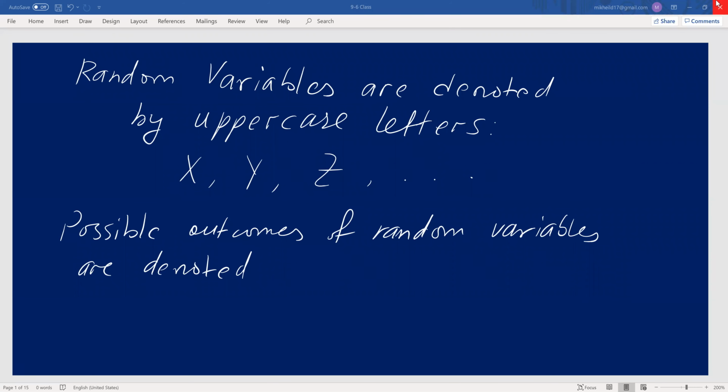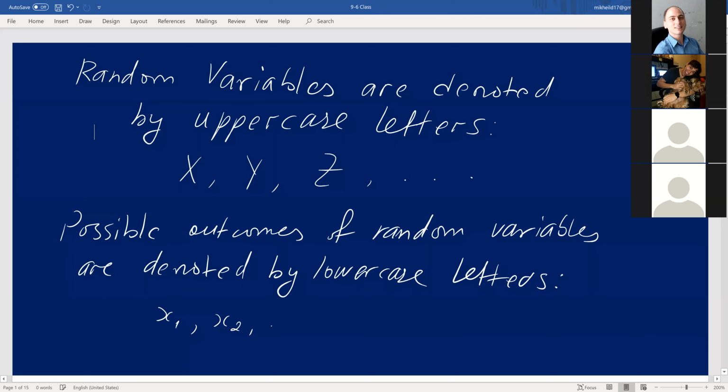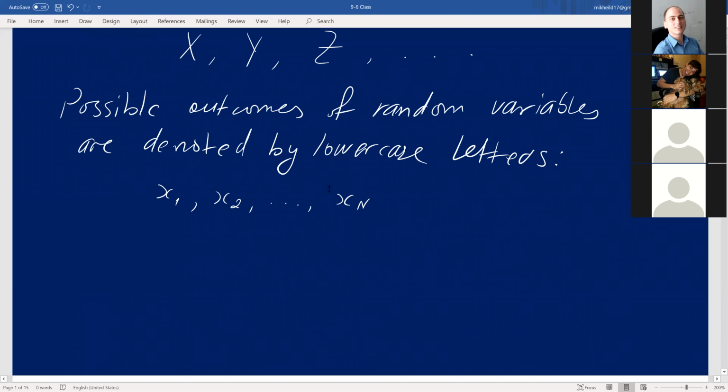So possible outcomes of random variables are denoted by lowercase letters. For example, x1, x2, and so on, and those are possible outcomes of the random variable X.